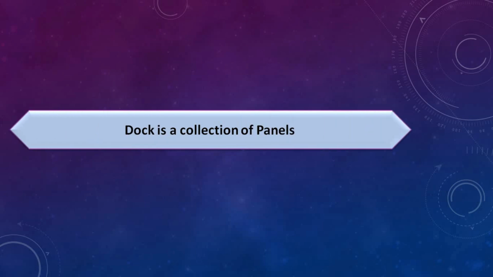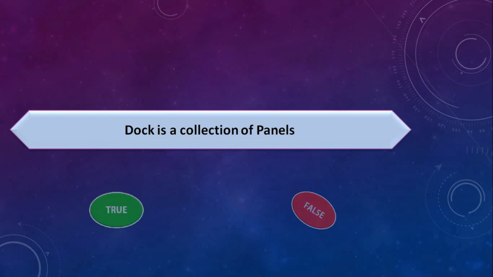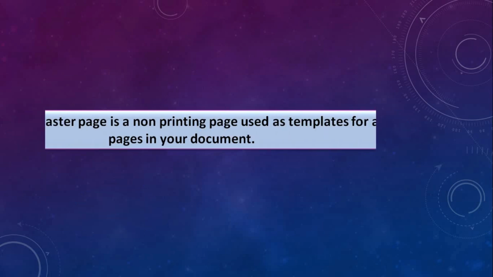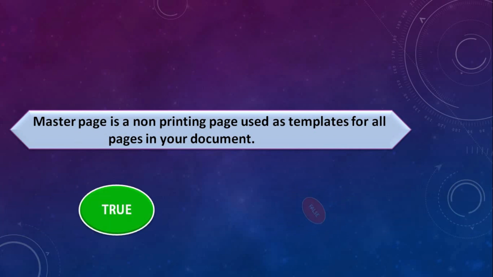Dock is a collection of panels. Is it true or false? Yes, the answer is true. Dock is a collection of panels. Master page is a non-printing page used as templates for all pages in your document. Is it true or false? Yes, the answer is true. Master pages is a non-printing page which is used as a templates for all the pages in your document.